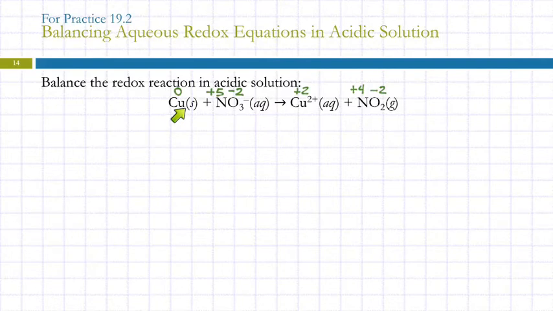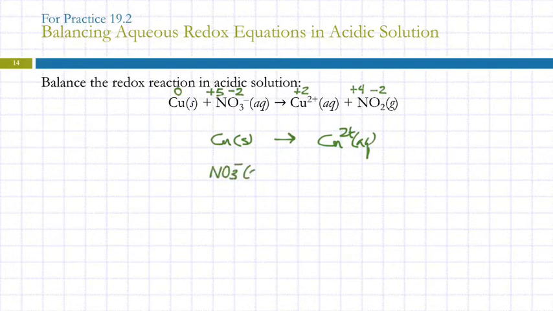So looking at this, you can look at copper going to copper ion and say, oh, well, yeah, the copper's being oxidized. But without oxidation states, how do you know if it's the nitrogen being reduced or the oxygen being reduced? Kind of hard to tell. Oxidation states tell us it's the nitrogen that's being reduced. Okay, so our half reactions. Here's copper going to copper ion, and nitrate ion going to nitrogen dioxide.